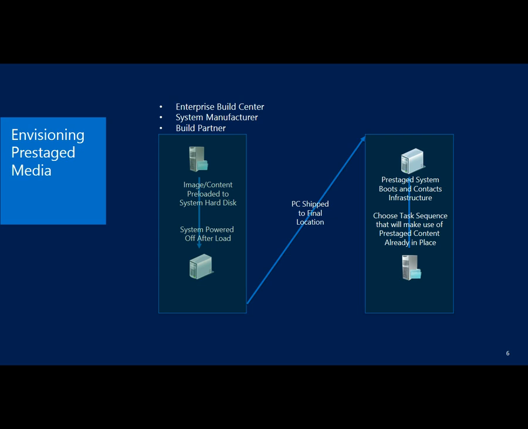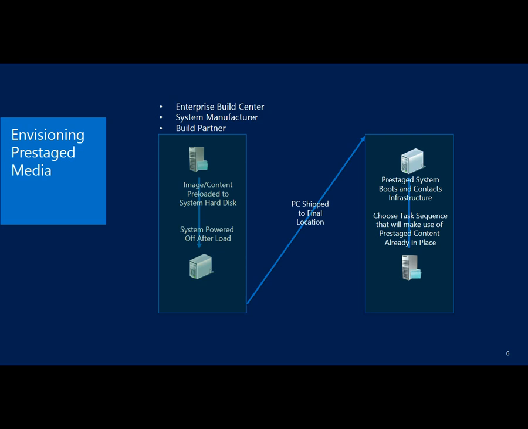Because the content's there. But you could just as easily choose a task sequence that asks for content that really isn't staged to the hard drive yet, and so we will have to hit the network to go get it. The secret to this is as you build your pre-staged media from the beginning, making sure that you choose those pieces of content that you expect to need when you choose the task sequence once the system boots up on site.